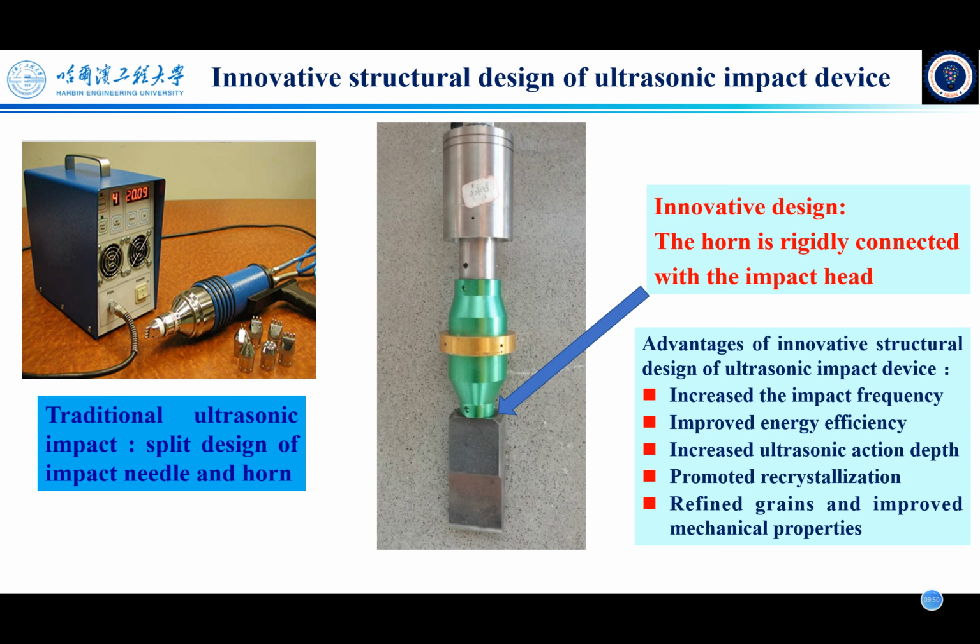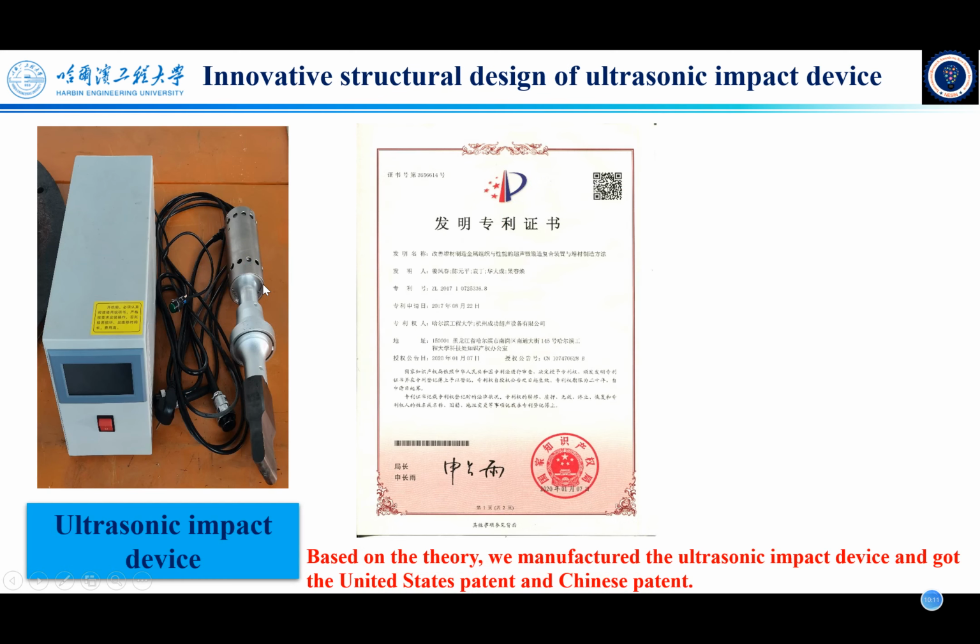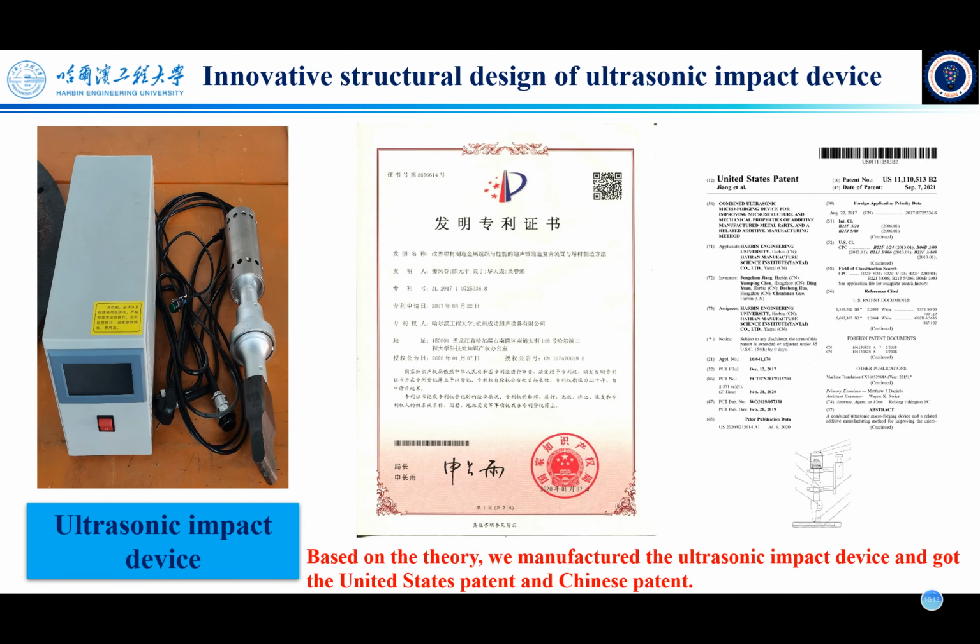In order to obtain the ultrasonic wave in the molten pool, the horn is rigidly connected with the impact head. In this way, there are many advantages of the innovative structure design of the ultrasonic impact device, such as increased impact frequency, improved energy efficiency, increased ultrasonic action depth, and so on.